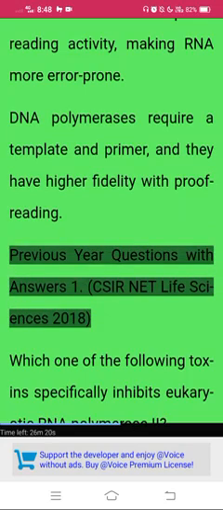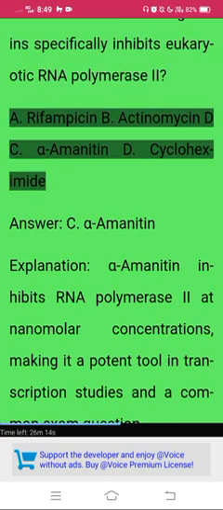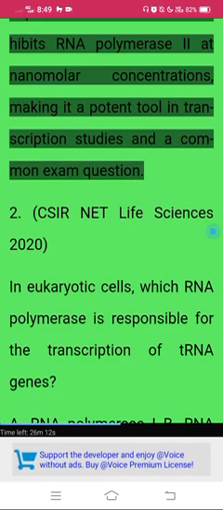Previous year questions with answers. 1. CSIR NET Life Sciences 2018. Which one of the following toxins specifically inhibits eukaryotic RNA polymerase 2? A, rifampicin. B, actinomycin D. C, alpha-amanitin. D, cycloheximide. Answer: C, alpha-amanitin. Explanation: Alpha-amanitin inhibits RNA polymerase 2 at nanomolar concentrations, making it a potent tool in transcription studies and a common exam question.